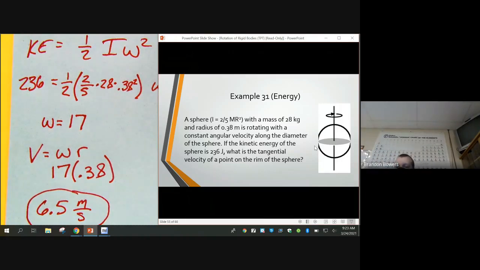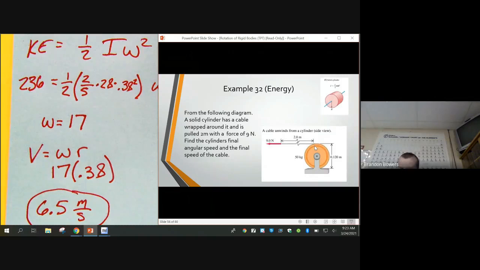Alright. How do we feel on that example? It's a little too much. How do you think the group feels? Okay, so let's check this next one out.